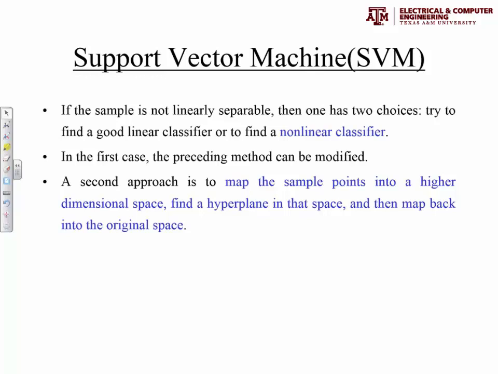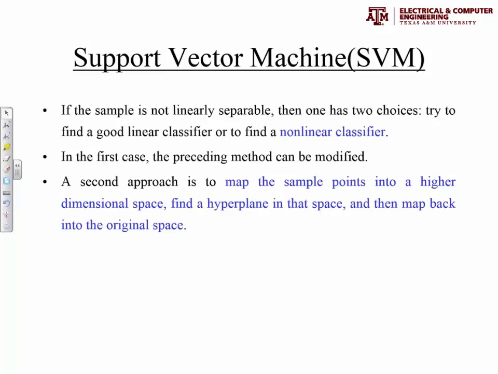Now, if the sample is not linearly separable, like you cannot separate it with a hyperplane, then you can do some approximation. You could get a good linear classifier. You'll make some mistakes, since you cannot separate the sample completely. You can still stick in a linear classifier. Or the other option is you have to find a nonlinear classifier. In the first case, to get a linear classifier, you'll use the same kind of method that we've used, except that there will be some mistakes made.